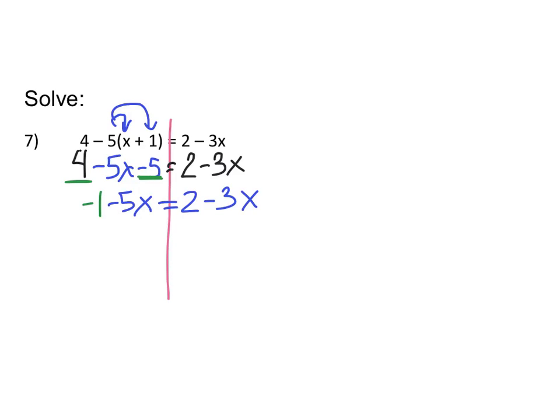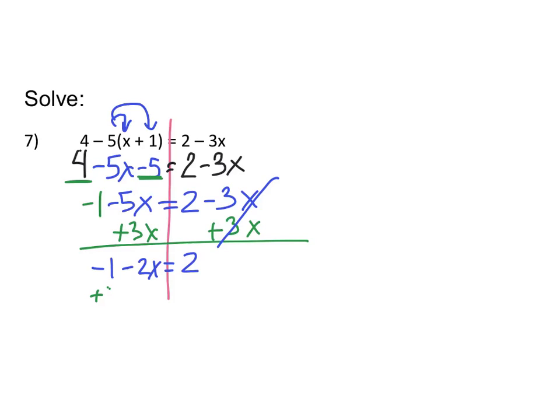We have variables on both sides. It doesn't matter which one you move. I'll go ahead and move my 3x by using the inverse operation. This will leave me with a -1 minus 2x equals 2. My 3x's are inverses. They cancel each other out. Next, still getting my 2x by itself, I'm going to add 1 to both sides because it's the inverse operation. That leaves me with negative 2x equals 3. And then divide everything by negative 2 so the x is isolated. And we get our solution is x equals 3 over negative 2.